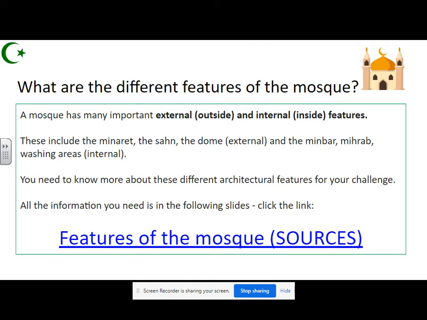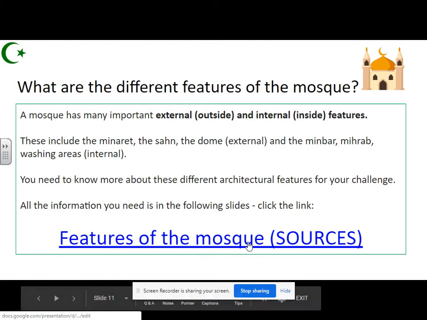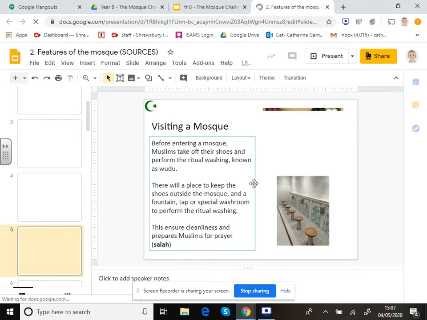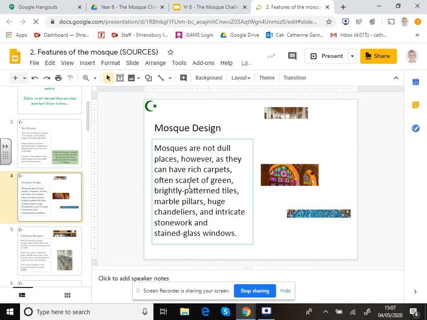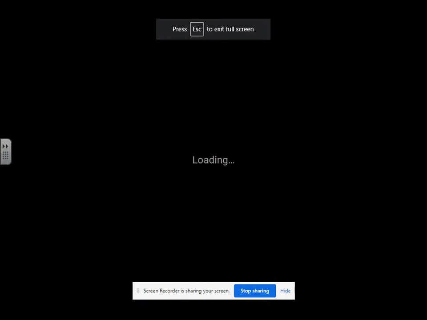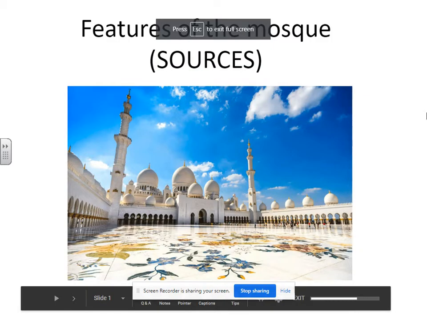And all of the information you need to know is in the following link, Features of the Mosque. So if I click on this one, which has also been shared with you, it tells you a little bit more about what happens when you visit a mosque. So let's have a little look at the features of a mosque.